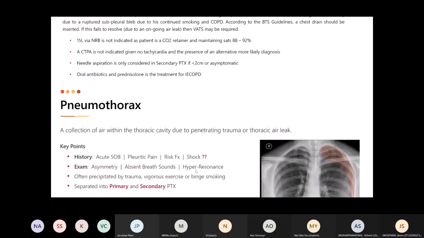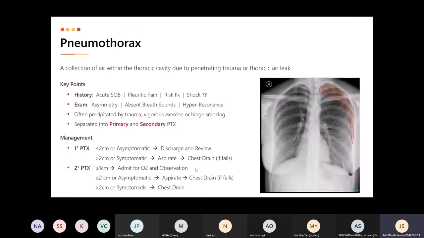Okay. So pneumothoraces are a collection of air within the thoracic cavity, either due to penetrating trauma or an air leak within the thoracic cavity. So key points in the history, obviously acute shortness of breath, pleuritic chest pain, risk factors, and are they shocked? So in tension pneumothorax, they can go into shock.